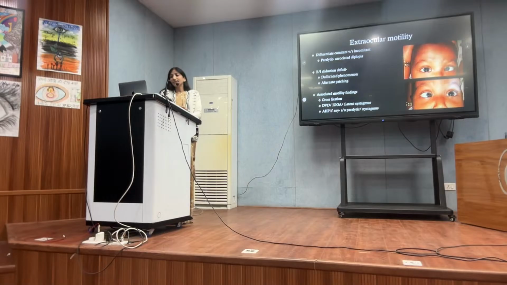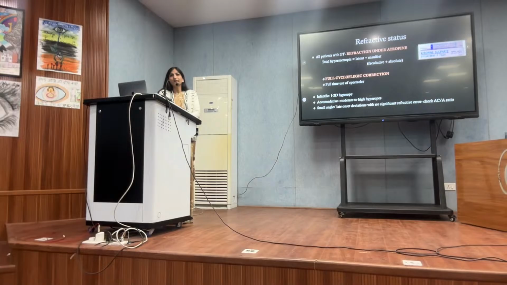In cases of paralytic squints, you can also have an abnormal head posture. The most important test for any child with a deviation is refraction. So you have to do a refraction under atropine for all these children. Especially in cases of esotropia in younger age, it has to be done under atropine to see the total amount of hyperopia and to relax the accommodation. A full cycloplegic correction has to be given.